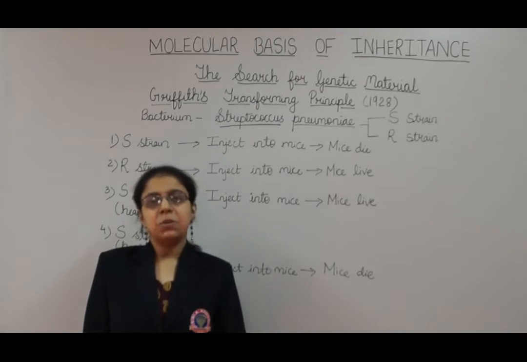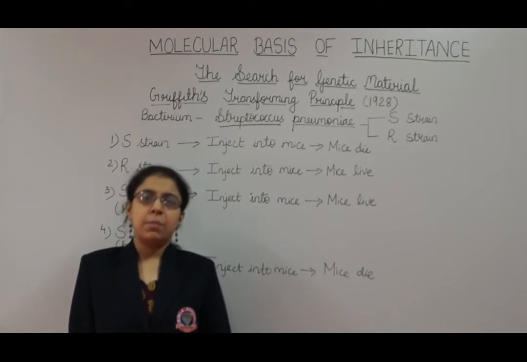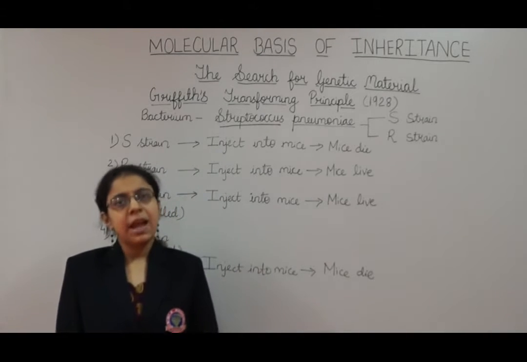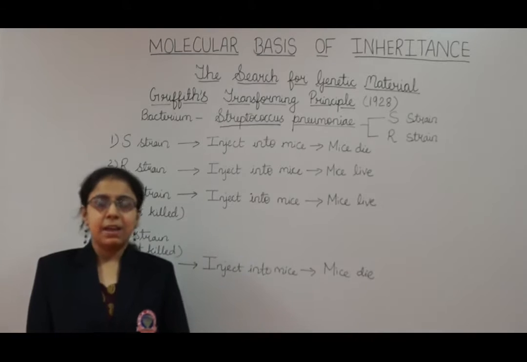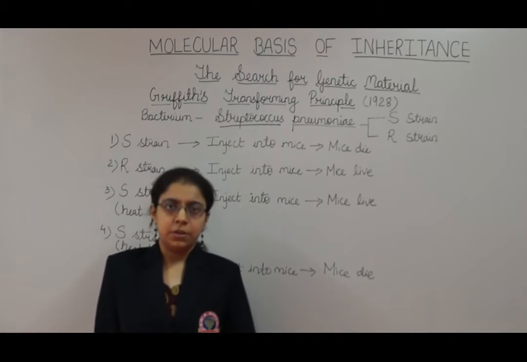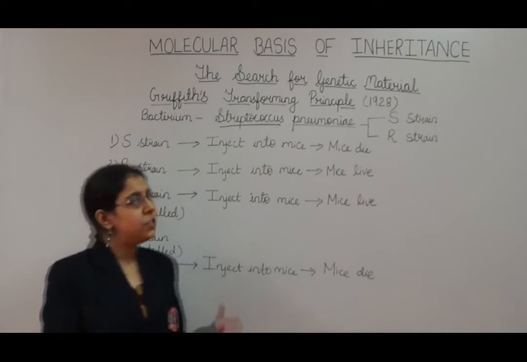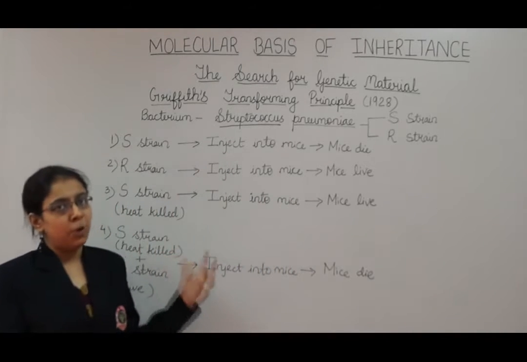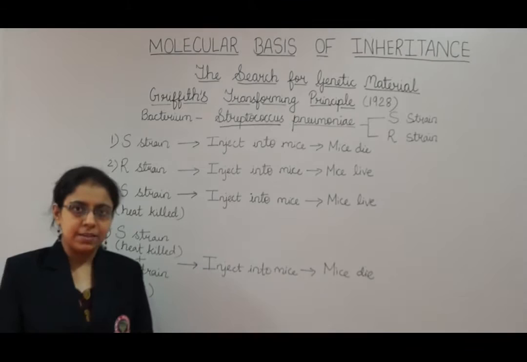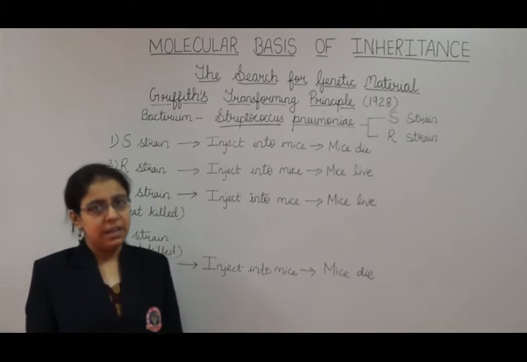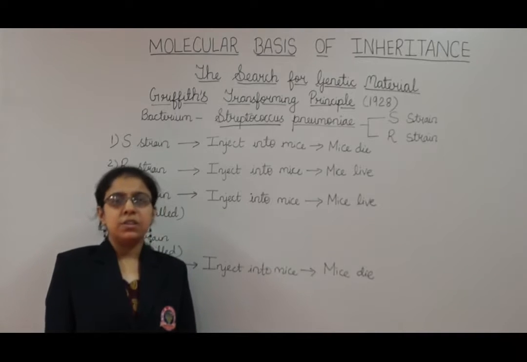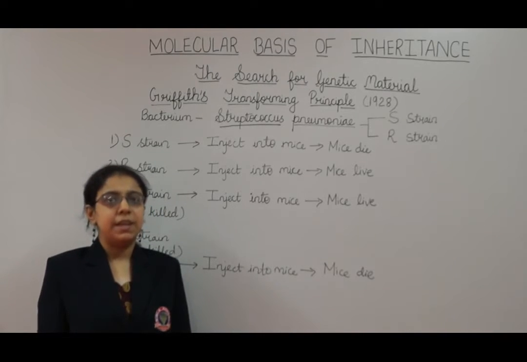That is, it was not known what the biochemical nature of the genetic material is. And that is how it became very necessary to search for the genetic material. So here we begin with a new topic in our next chapter, that is molecular basis of inheritance. In that, we are going to study how the search for genetic material began.